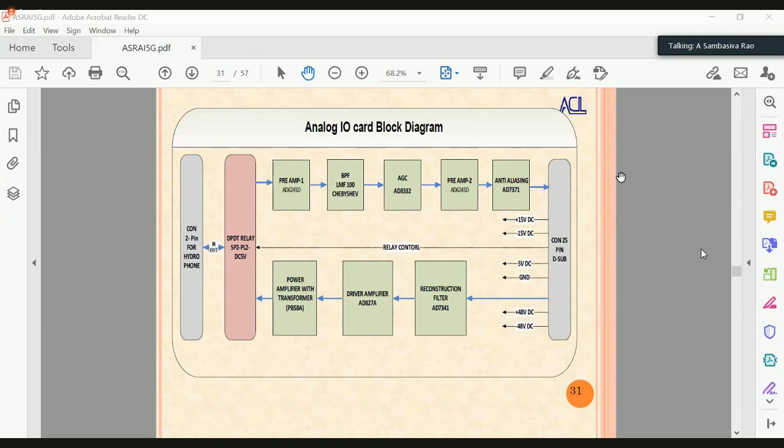Suppose my design factor is 180 dB source level. I want to transmit, so I will transmit according to those calculations. 180 dB source level means that much energy I will deliver in the hydrophone. Okay. So this is the analog card design. I have to take care of this in the analog card design.